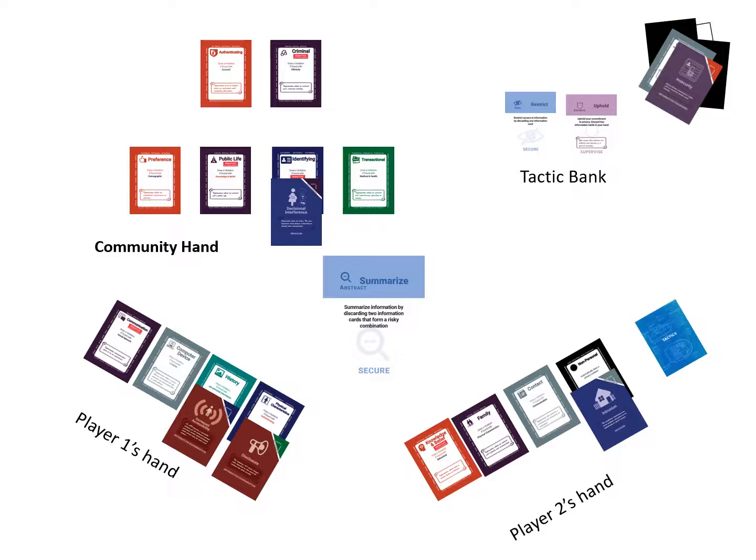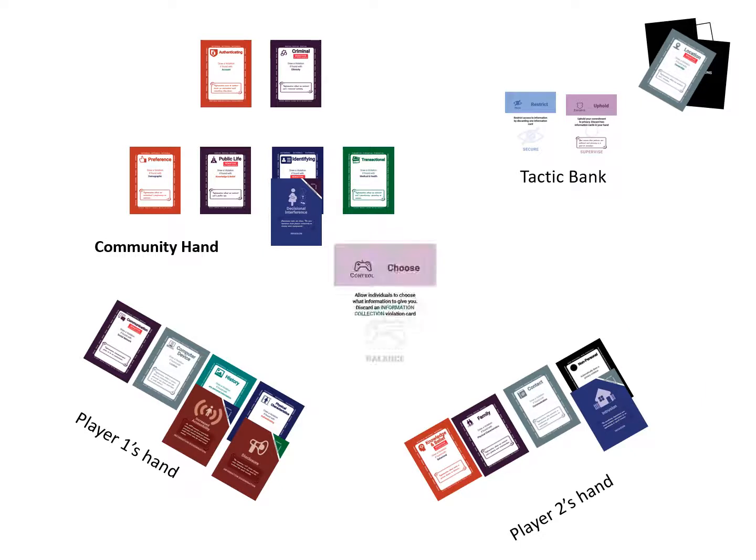Player 2 is now going to play their final card. Choose. Allow an information to choose information to give you, discard an information collection violation. But there is no information collection violation that they can play against. Additionally, they could exchange with the tactic bank, but neither of those cards are playable as well. One would allow them to remove information cards from their hand, which they could do, but it wouldn't do any good because they still wouldn't be able to get rid of the violation on non-personal.